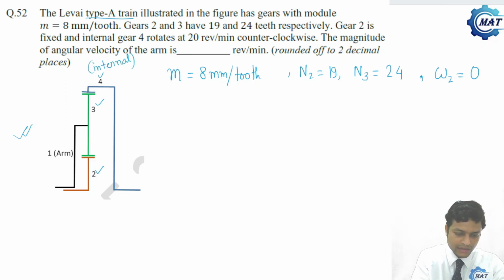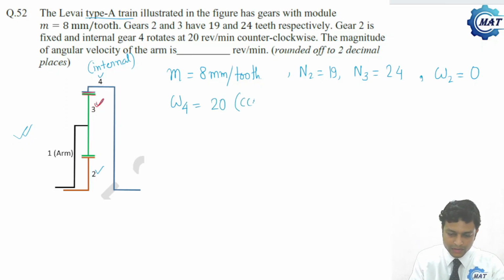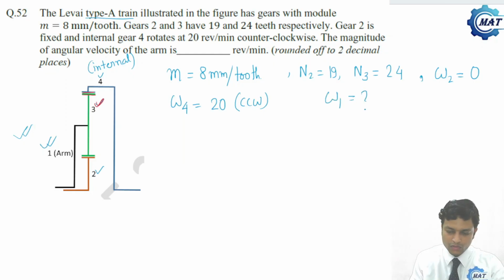Why is it an internal gear? You can see here that this is gear 3. Gear 3 meshes with gear 4 at its internal surface. So gear 4 is an internal gear which rotates, that is omega 4. It is given 20 revolutions per minute counterclockwise, CCW, and counterclockwise we have considered positive. The magnitude of the angular velocity of the arm, what is the arm? 1 is the arm. So omega 1 has to be determined in revolutions per minute.